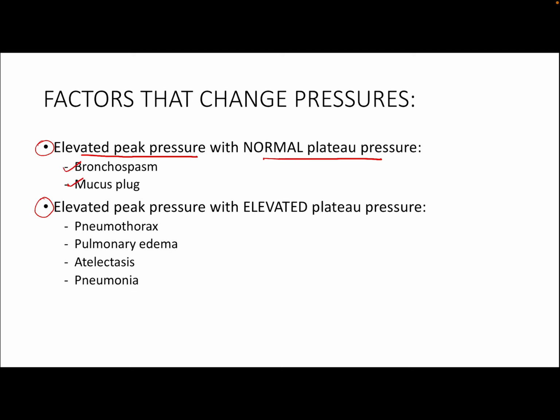On the other hand, if you have elevated peak pressure and elevated plateau pressure, that means that the pathology is in the lung alveoli or some pathology with the lung compliance, which can be seen in cases like pneumothorax, pulmonary edema, atelectasis, and pneumonia, where the compliance is reduced. So when the compliance is reduced, the plateau pressure increases and therefore the peak pressure increases.